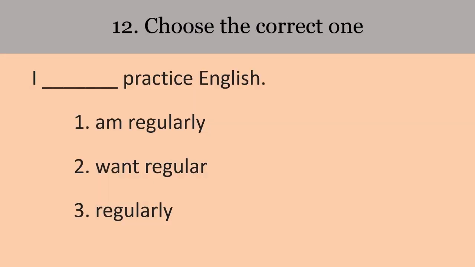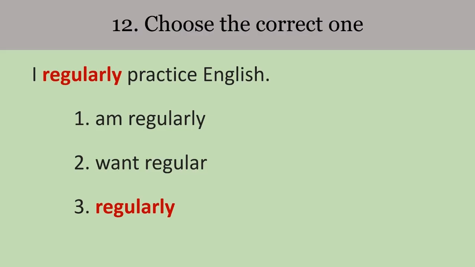Question number 12. The choice is of an adverb. You have to choose the correct form to fill the blank. There is place for the adverb. Practice English. I is subject, practice is verb, English is object. We only require an adverb. Now we have 3 choices. I am regularly. I want regular. And third is regularly alone. Nothing else is there. Choose the correct one.